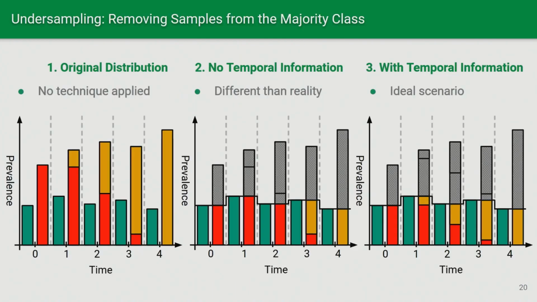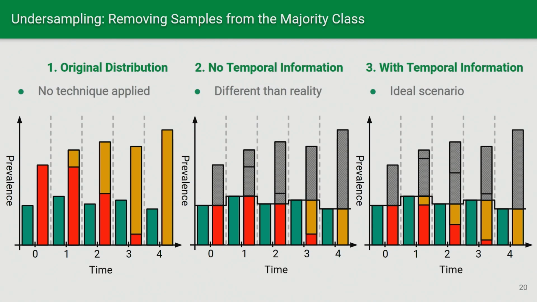The undersampling method consists in removing samples from the majority class. So consider a dataset with 2 classes, green and red, with the second class containing 2 subclasses or 2 concepts, for instance, 2 malware families that evolve over time. The first image shows the original distribution of the dataset without any resampling technique. In the second figure, a conventional resampling technique is used without any temporal information.